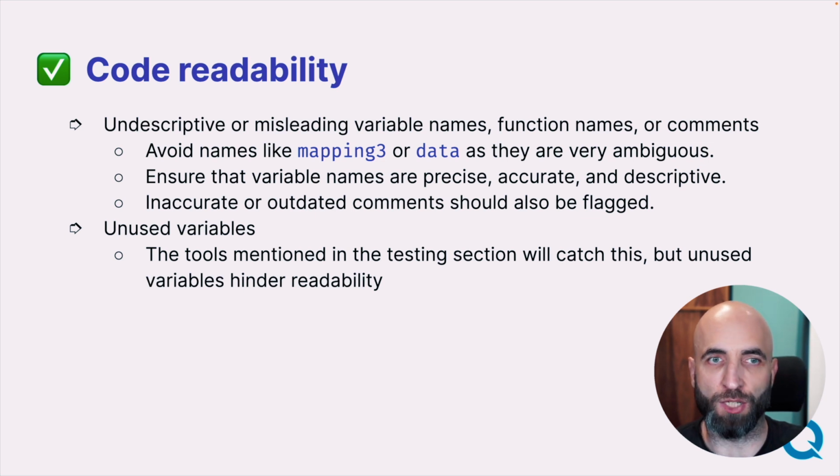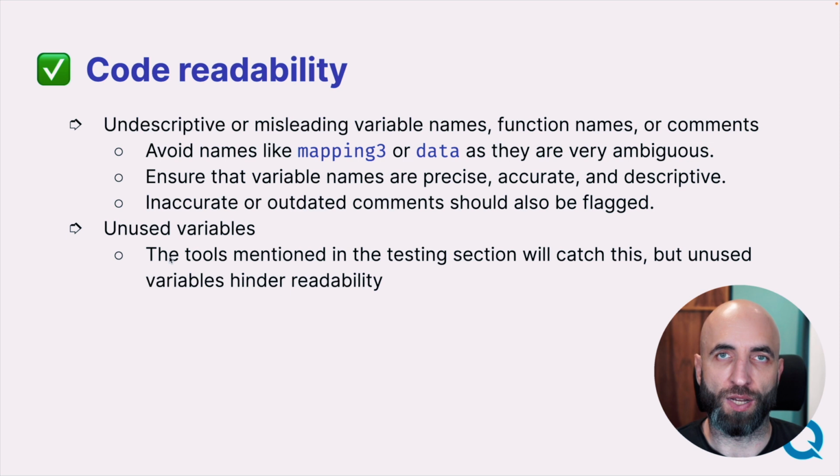Mentioned briefly previously, variable names, function names, or comments, everything should be descriptive and accurate. So mapping3 or data are very bad as variable names. Those need to be precise, accurate, and descriptive. So instead of data, have something that might even be 3, 4, or 5 words, but that's very clear and you know what it does, rather than having data.